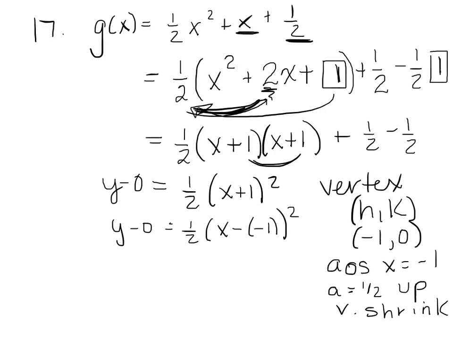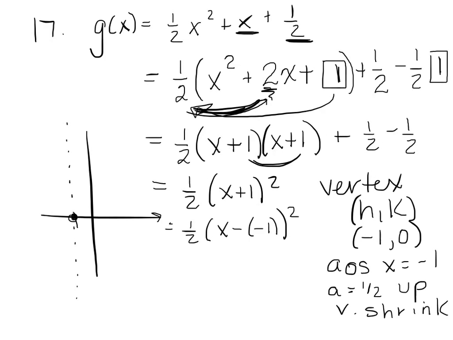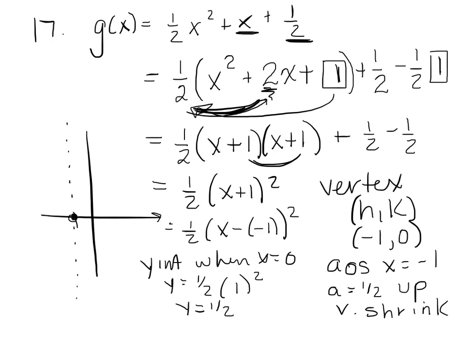So let me go ahead and erase some of this. Maybe I can fit this graph on the same page. Alright, I've got a vertex at -1, 0, right there. My axis of symmetry goes right down through that vertex. I'd like to find the y-intercept when x equals 0. So y is equal to 1/2 times (0 plus 1) squared, so y is just a half. So a y-intercept is at 0, a half.